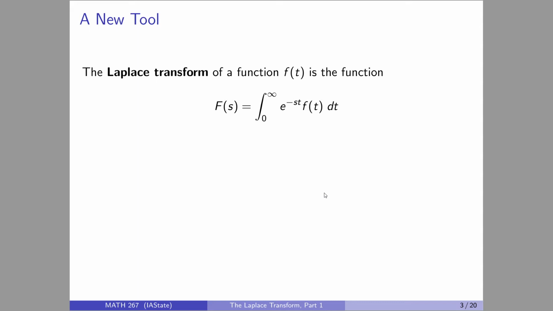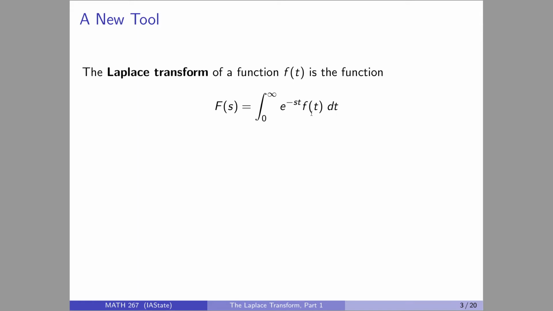So what does this do? It takes a function f of t, and it creates a new function, capital F of s. Note there's kind of a change of variable going on here. We're taking a function whose independent variable is t, and then we're using that to create a new function whose independent variable is s. So what you can think is we take this function f of t, and then for any s, we compute this integral.